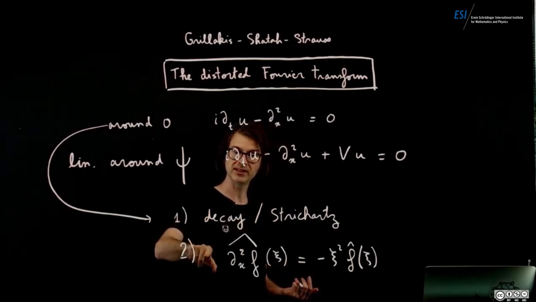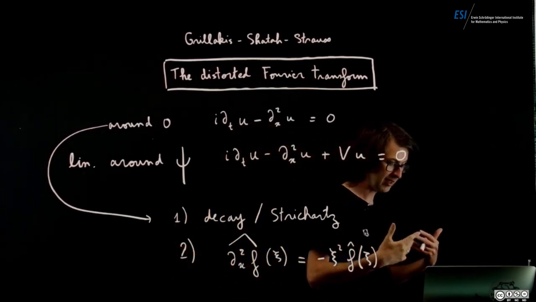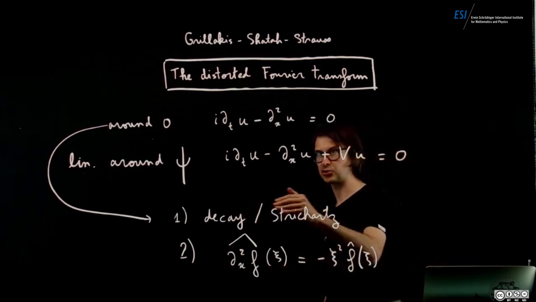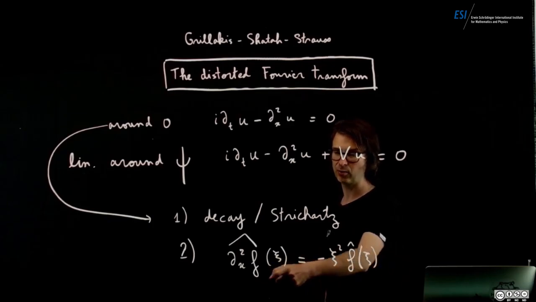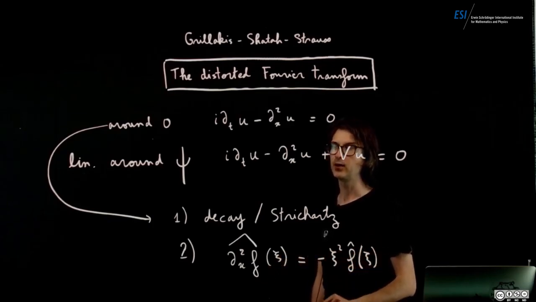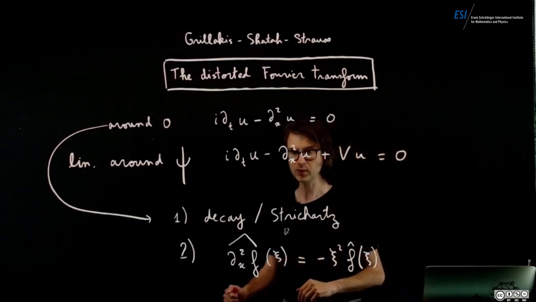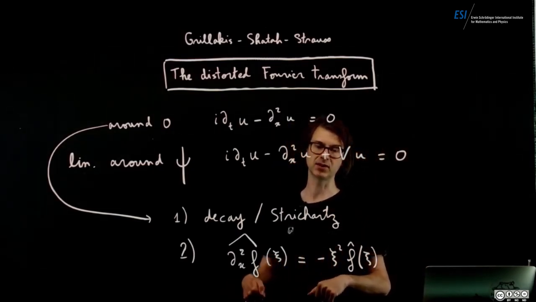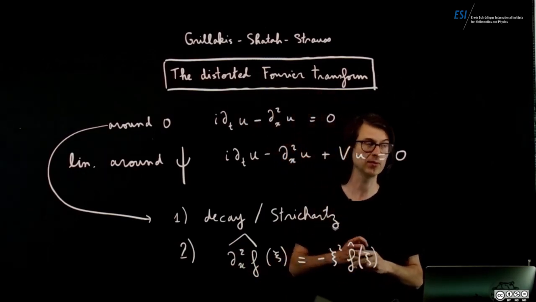And so we'd like to get these same two elements: decay or Strichartz estimates on the one hand, and a diagonal basis on the other, for this new linear problem. And the key element in getting that is the distorted Fourier transform.